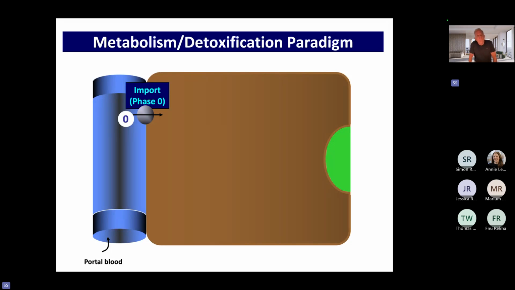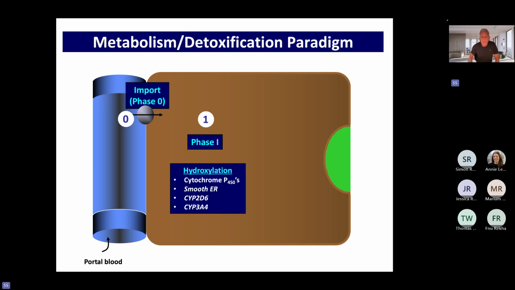There is an overall paradigm that we can use when discussing hepatic metabolism and detoxification. Of course, the first is the import phase, where blood through the portal area will deliver a variety of drugs and toxins that are picked up by the hepatocyte. During phase 1, these compounds undergo hydroxylation, again, via the cytochrome P450 system, predominantly in the smooth endoplasmic reticulum.